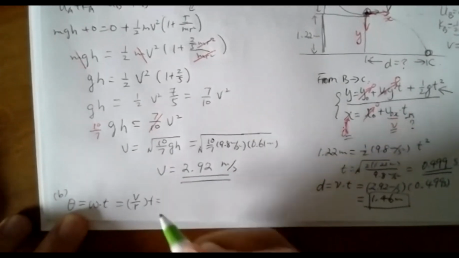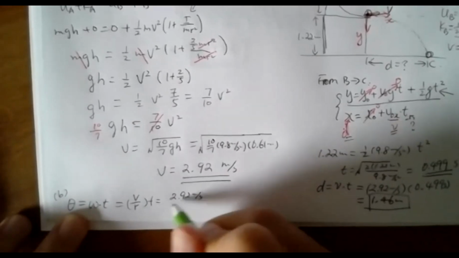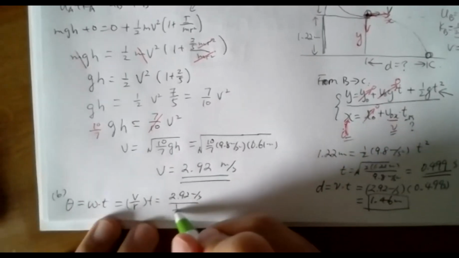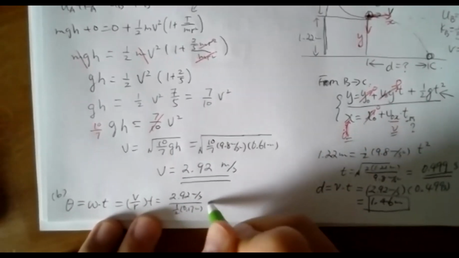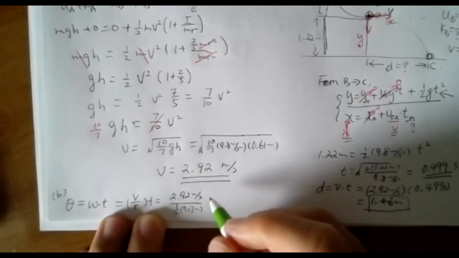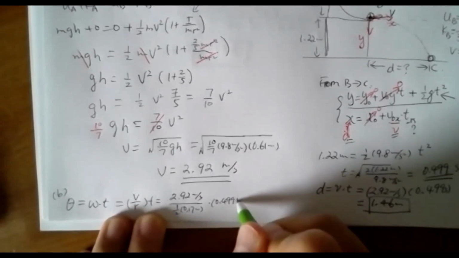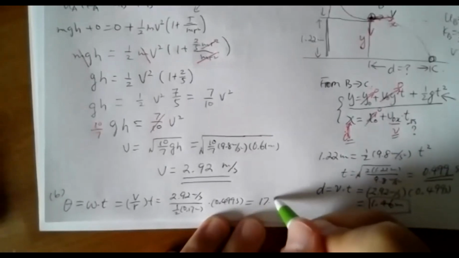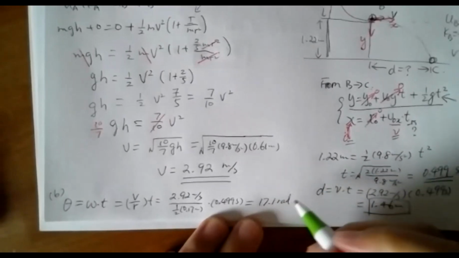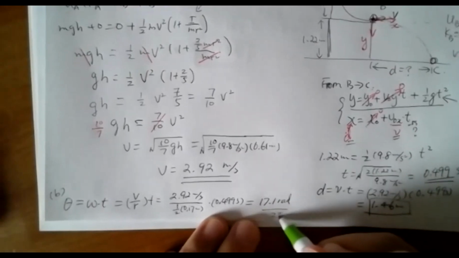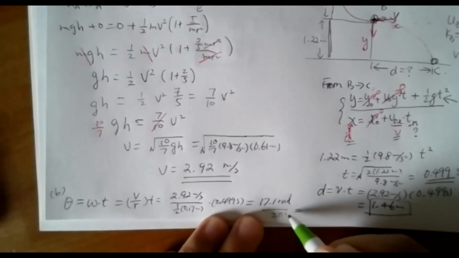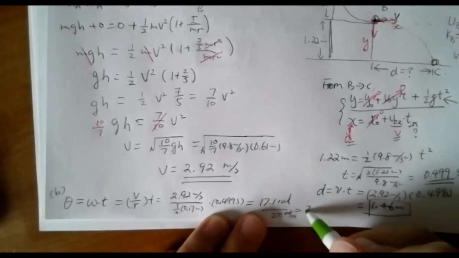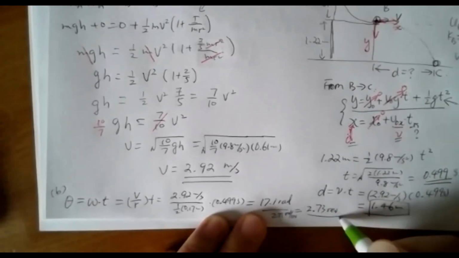So then it will be v over R times t. 2.92 meters per second divided by the radius. It tells you the diameter, right? So just 1/2 of the diameter, 0.17 meter there, times the t, 0.499 seconds. That gives you the angle in radians. You're looking for how many revolutions, so then divide by 2 pi, since that's 2 pi radians per revolution. That will give you roughly 2.73 revolutions.